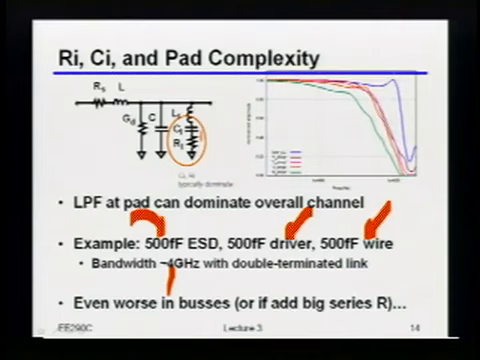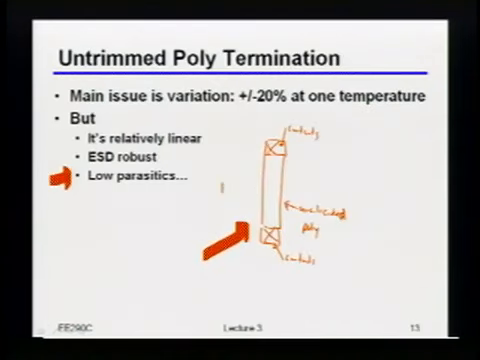So, as I said, this is particularly bad if you end up doing buses, or for some reason you add a big series resistance somewhere. Again, obviously that low pass filter just gets even worse, right? So the bottom line is you really have to be careful about how complex of a thing you put at the pad. And in particular, as I mentioned over here, how much parasitic capacitance your termination resistor includes. Because if you're not careful, you can actually end up filtering your signals pretty badly just from your own circuits that you ended up building.